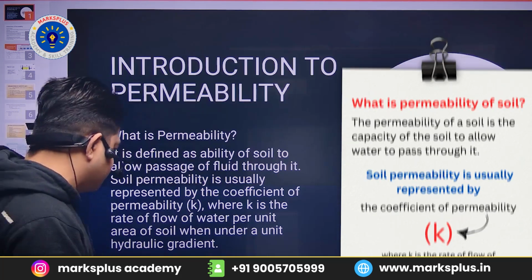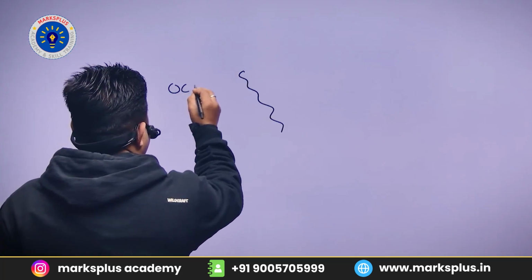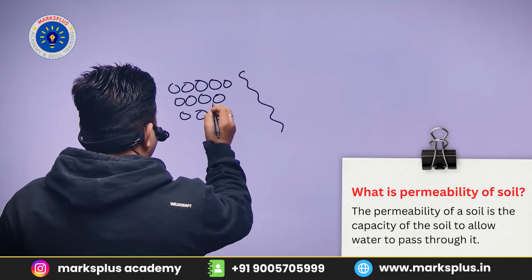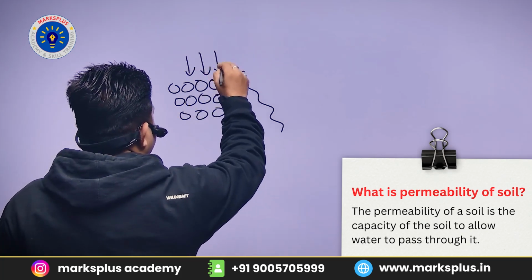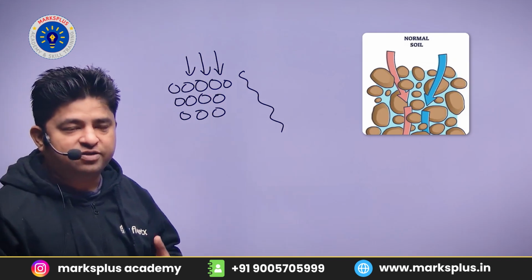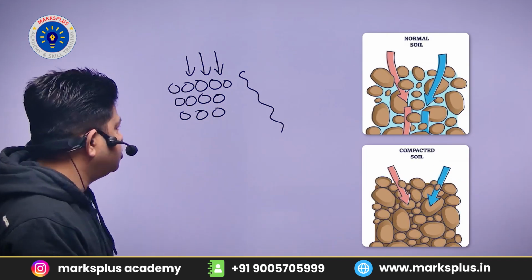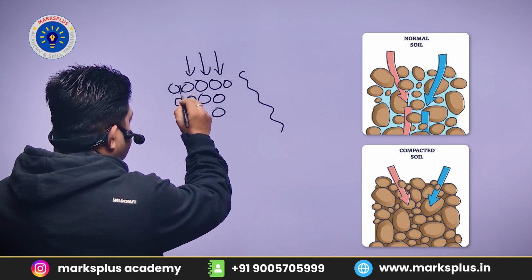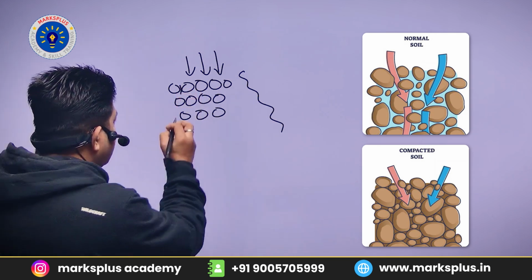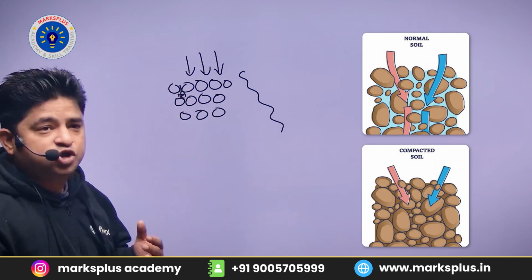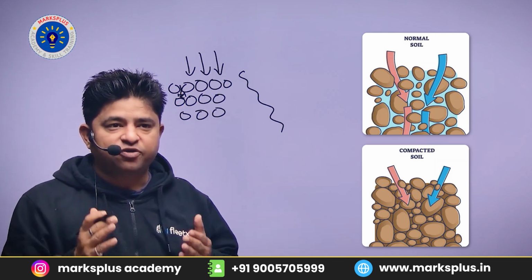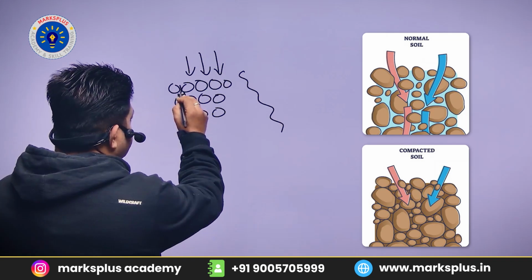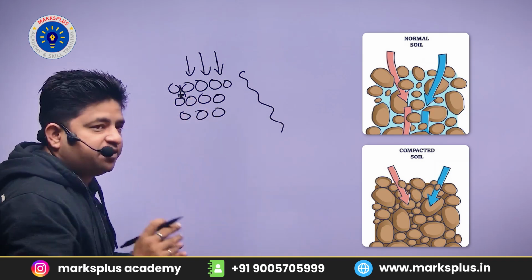So basically, for example, this is our soil, and as we have studied, permeability is the ability of the soil to allow flow of fluid through it. When any kind of fluid flows through the soil, it will flow through the pores between the solid grains. It will flow through the voids between the solid grains, through the passage in our soil mass.